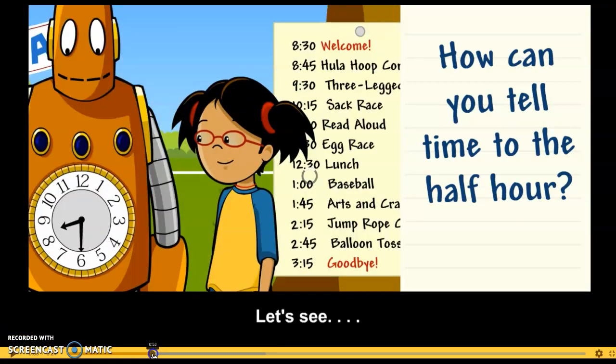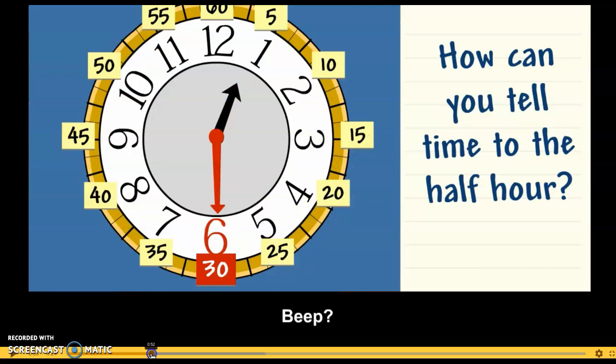Let me go back a second. So let's go. Notice how in this picture the hour hand is in between the 12 and the 1. It's not right at the 12 or right at the 1. It's in between. It's because it moved with the minute hand.